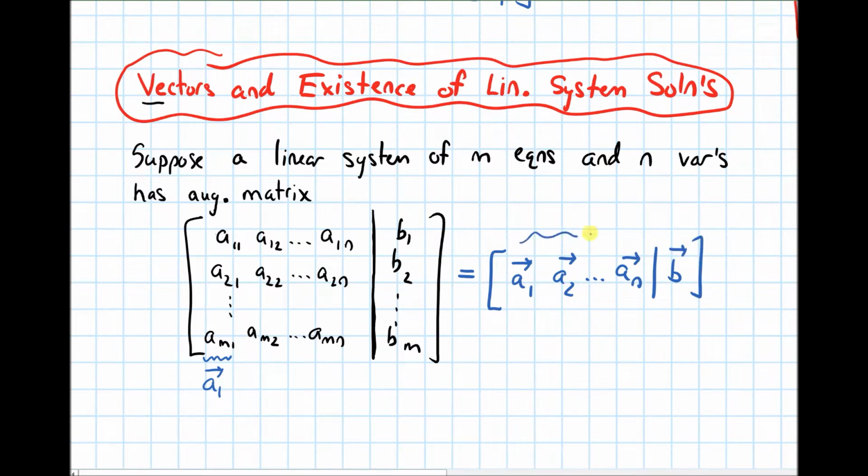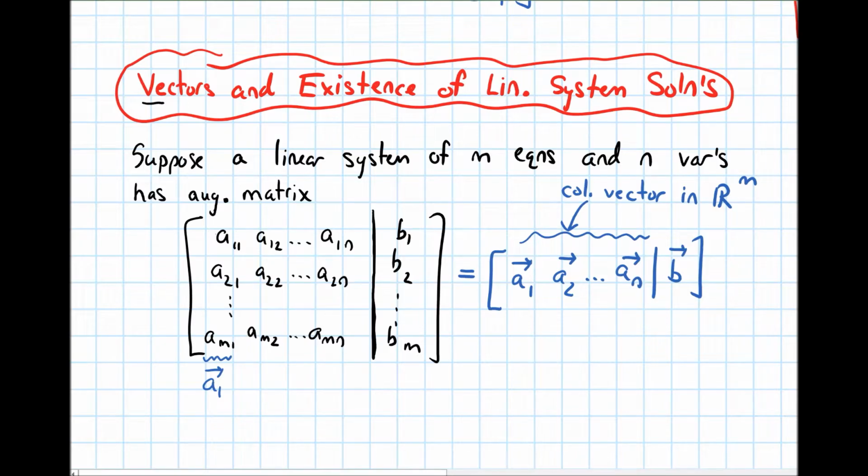Each of these is a column vector in Rm, because each of them has m entries. And I know that because my matrix here has m rows.